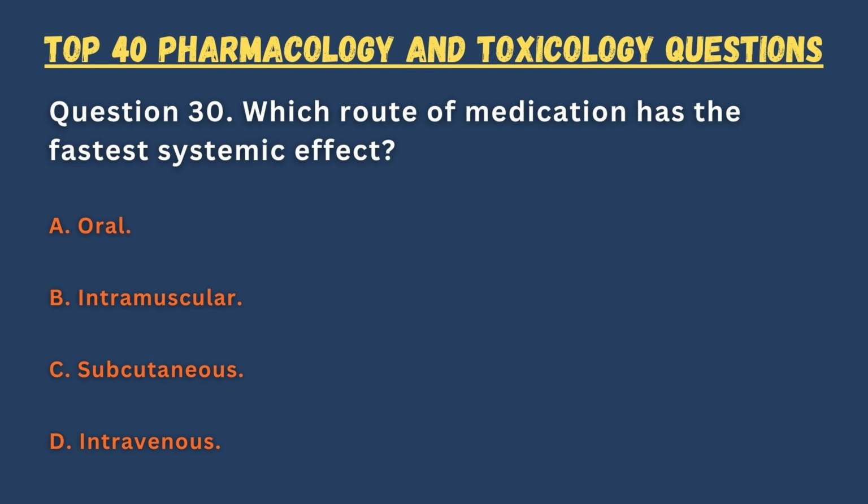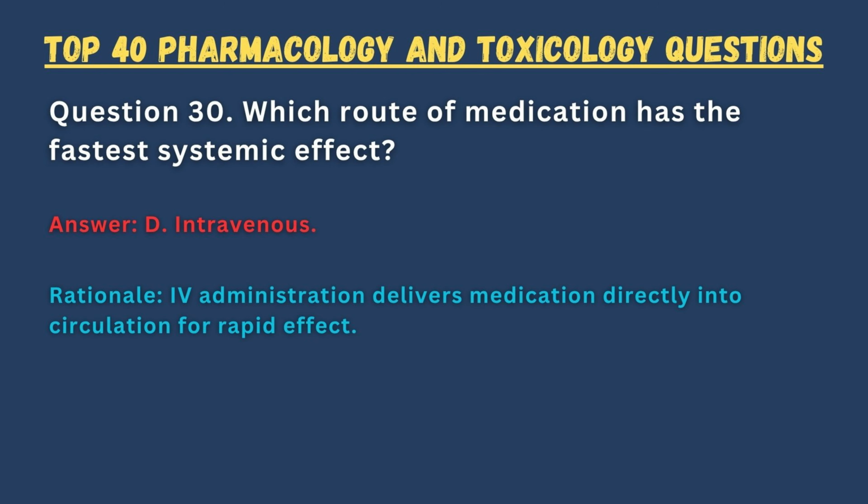Question 30. Which route of medication has the fastest systemic effect? A. Oral. B. Intramuscular. C. Subcutaneous. D. Intravenous. Answer. D. Intravenous. Rationale. Intravenous administration delivers medication directly into circulation for rapid effect.